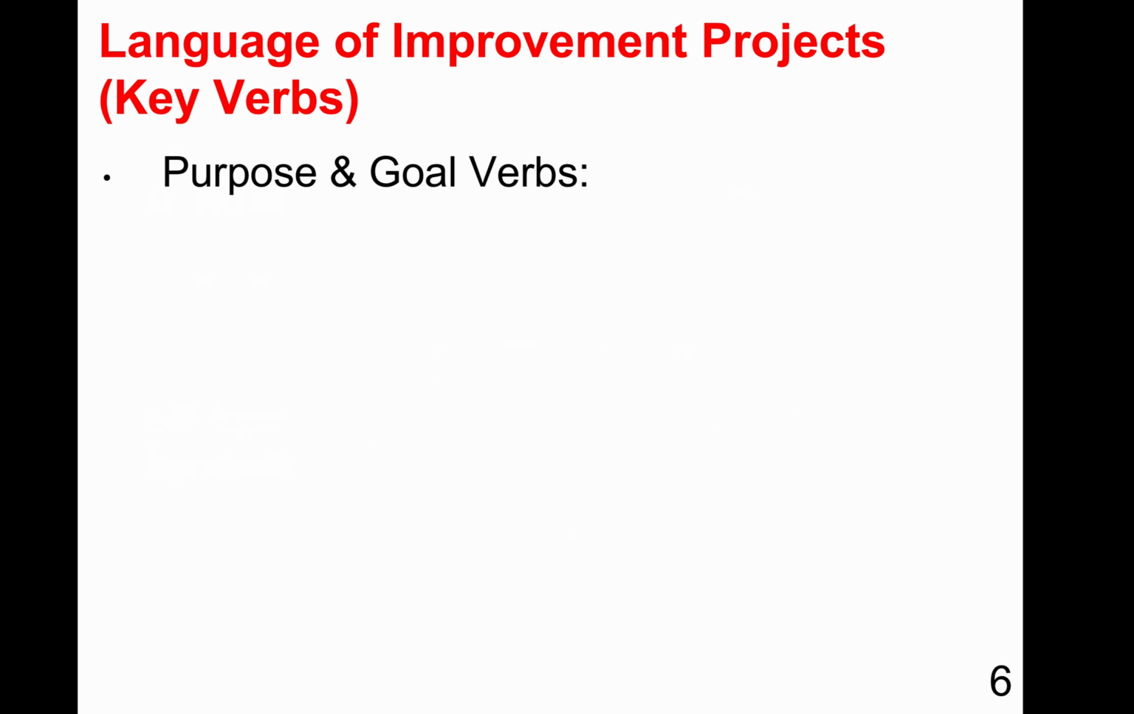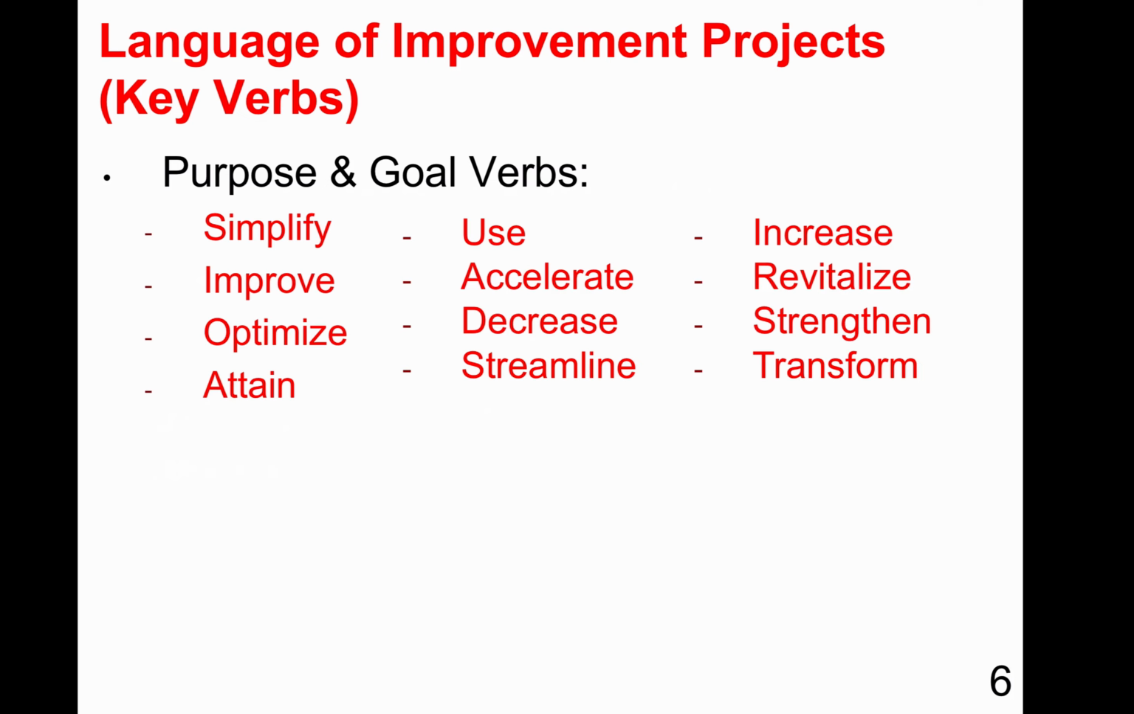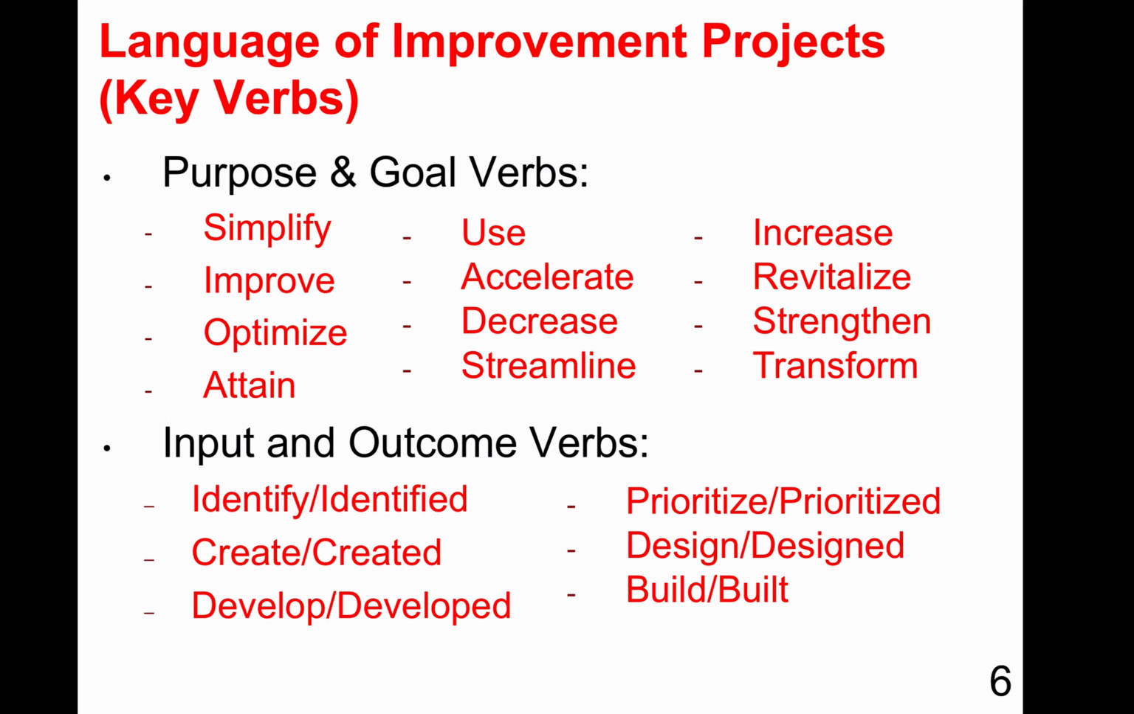We talked about the importance of language and having the right words. Here are some of the key verbs to use in crafting your purpose and goal statements. Things like simplify, improve, accelerate, increase, strengthen, optimize, transform. Something that indicates a change in the nature of the process. At the input and outcome level, words like identify, if it's an input, or identified if it's an outcome. Create, develop, prioritize, design, build. Choosing words carefully is important because language by its very nature is ambiguous. So we want to start out to create understanding by choosing the right words.